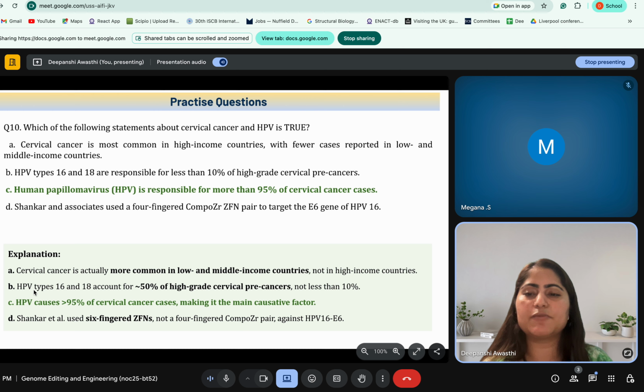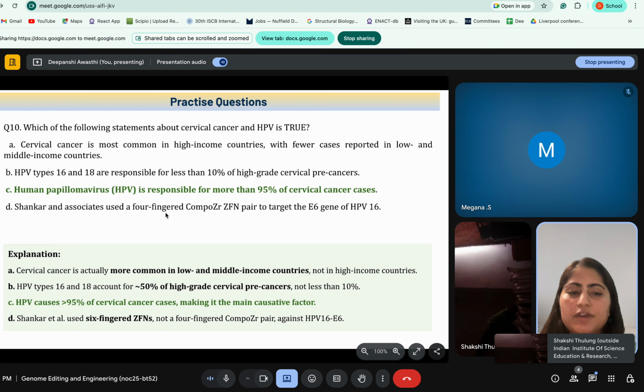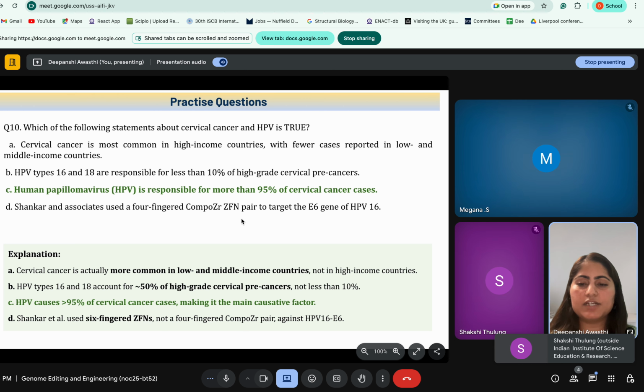Similarly, in the second option, they have mentioned that HPV type 16 and 18 are responsible for less than 10% of high grade, but actually it accounts for 50% of high grade cervical cancers and not less than 10%. So this option was also wrong. Whereas in this case, Shankar and Associates have used six fingered ZFNs and not four fingered. So that's why this option is also not right.